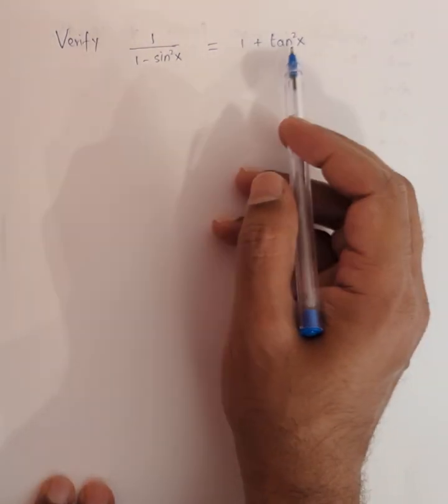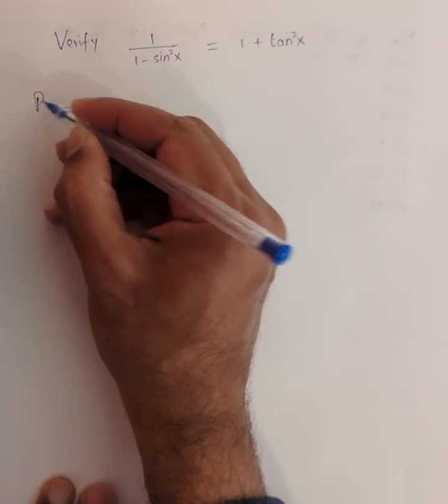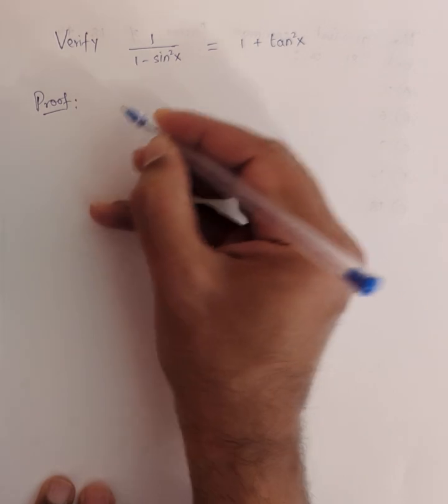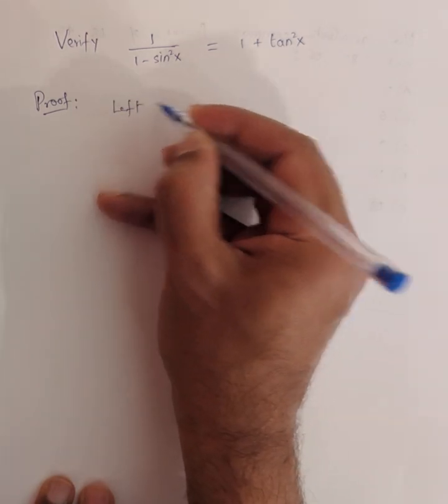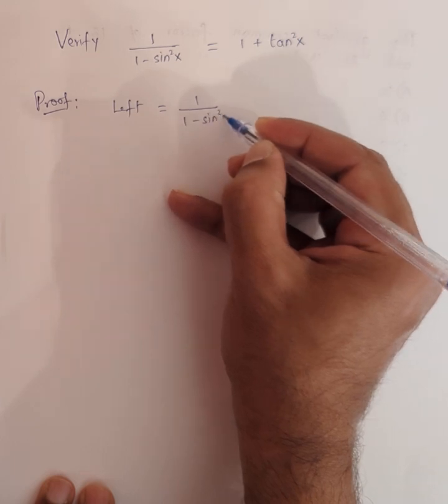Verify 1 over 1 minus sine square x equals 1 plus tan square x. Now we start on the left side. So let's write down. The left side is 1 over 1 minus sine square x.